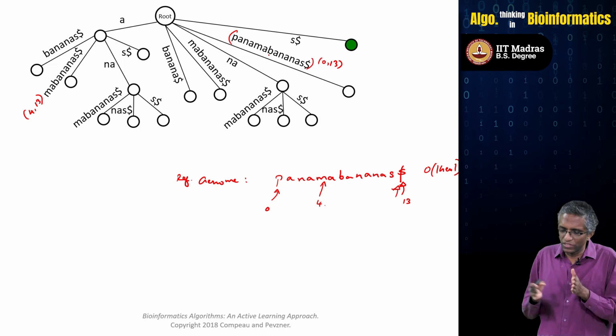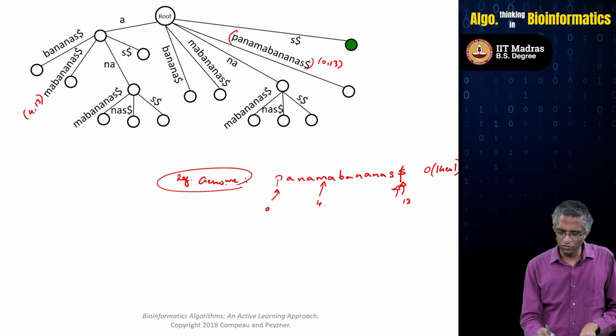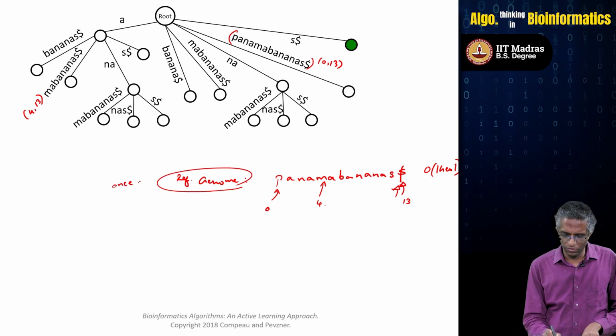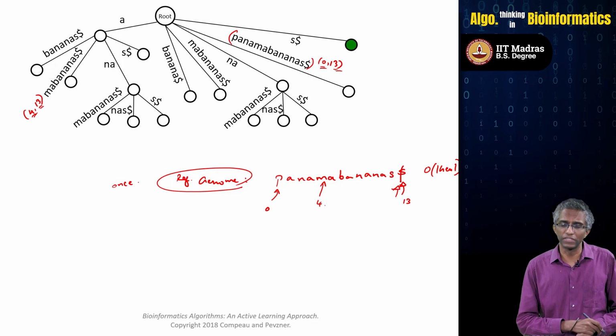They are next to each other. All these letters are next to each other in the full genome. So if you store the full genome only once, then all of these substrings can be stored using the starting and the ending position of these substrings. Okay, 4, 13 for Ma bananas, 0, 13 for Panama bananas, and so on.